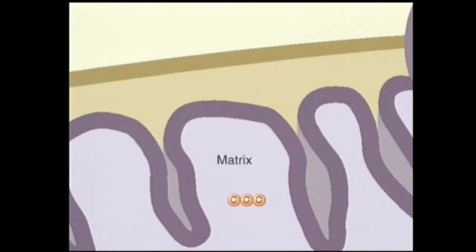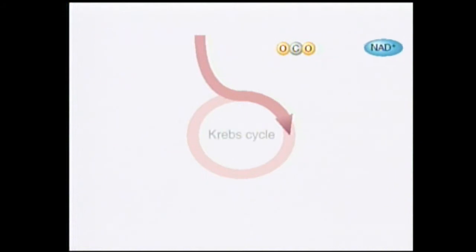The first series of chemical reactions in aerobic respiration takes place in the mitochondrial matrix. The pyruvate molecule is split and enters a continuous loop of reactions. This loop of reactions is called the Krebs cycle.